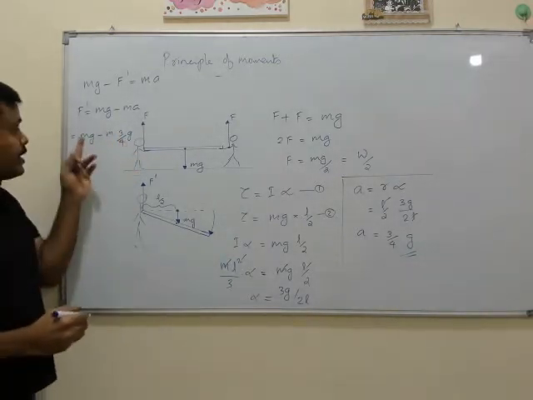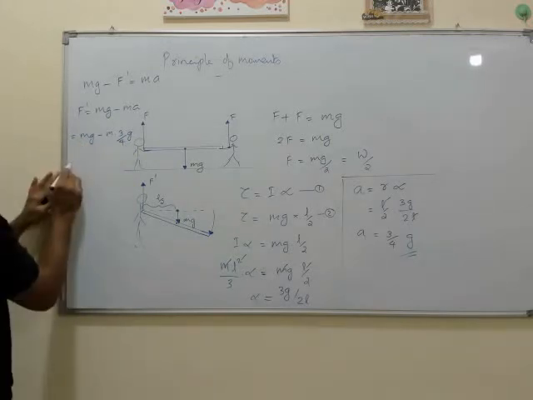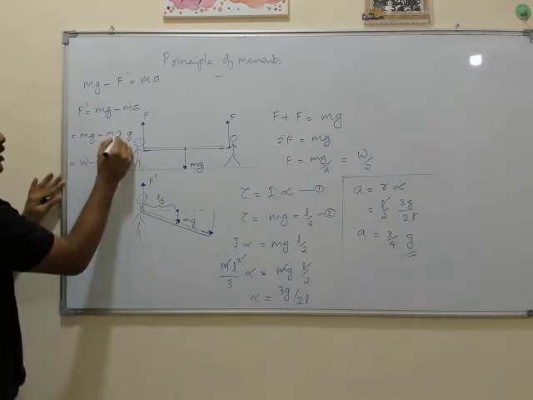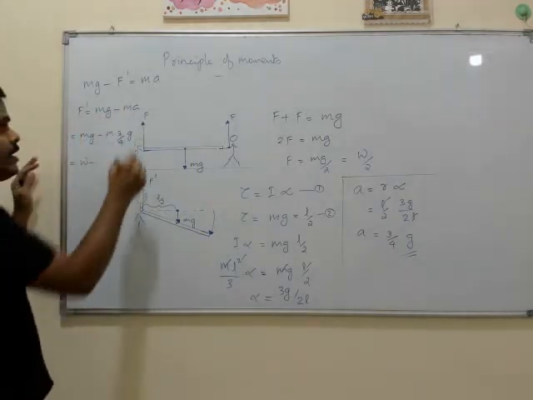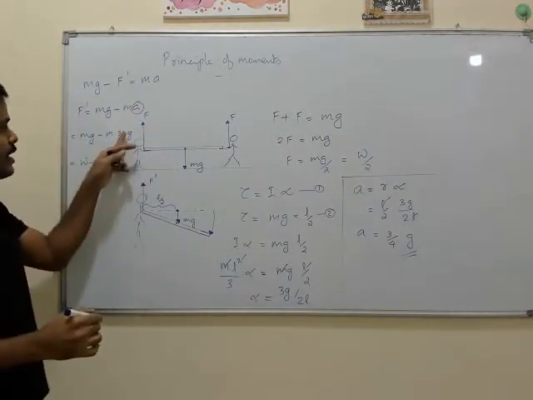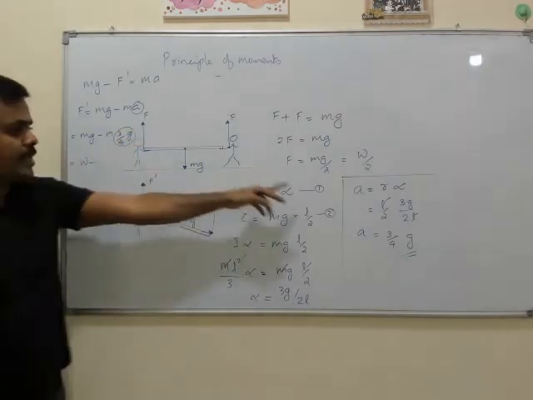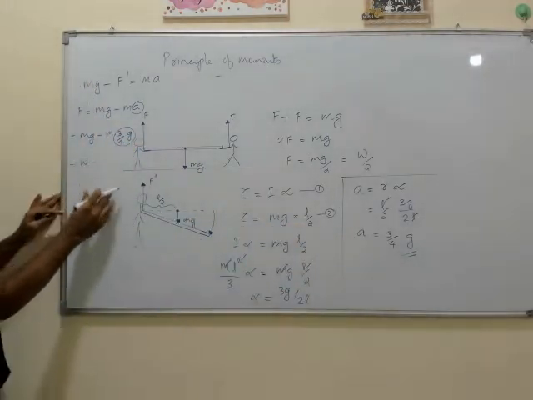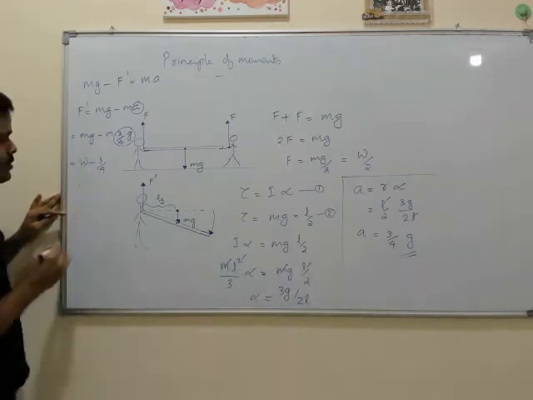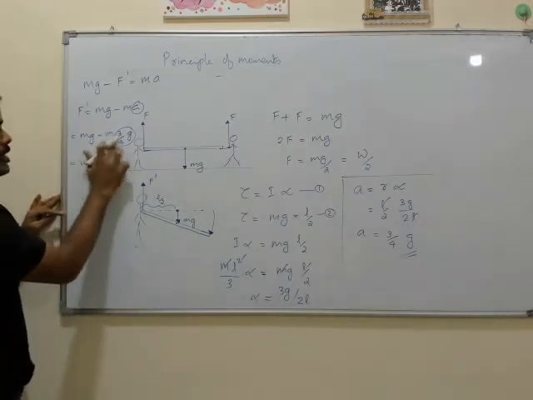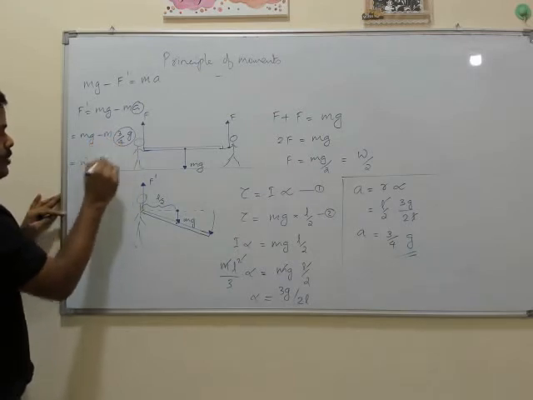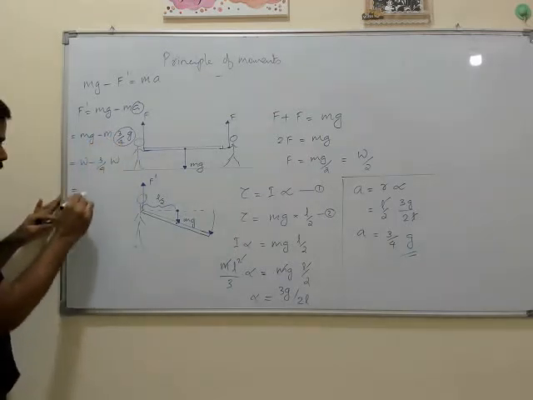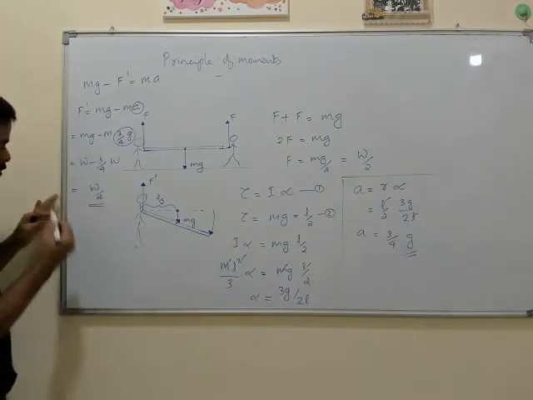That means mg is weight. Mg is weight minus 3 by 4 times mg. I have just substituted for a. Acceleration is 3 by 4g from there, no? So I could take W minus 3 by 4 times mg, and mg is W. So 3 by 4 W. So W minus 3 by 4 W is W by 4.